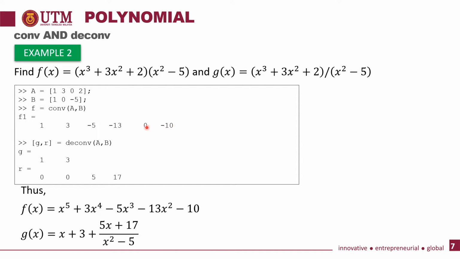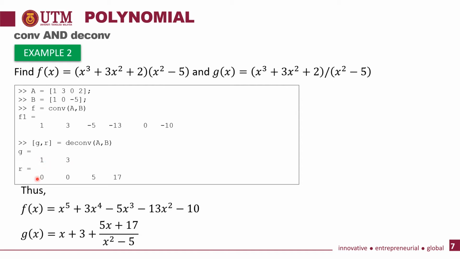Okay, so next is the division. Division is represented by storing the values of g and r here. g is the quotient output and r is the remainder. So you want to divide a by b. Right now you get g as 1, 3 and r equals 0, 0, 5 and 17. For these division problems, for the expression g, 3 represents the lowest power of the term, and 1 represents the highest, because it only has 2 terms, right?